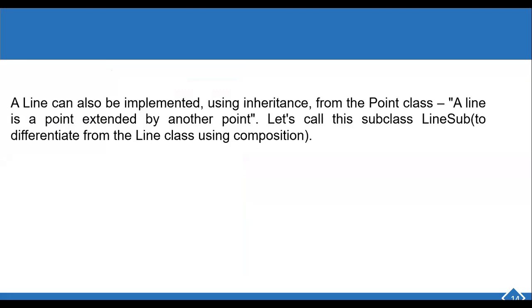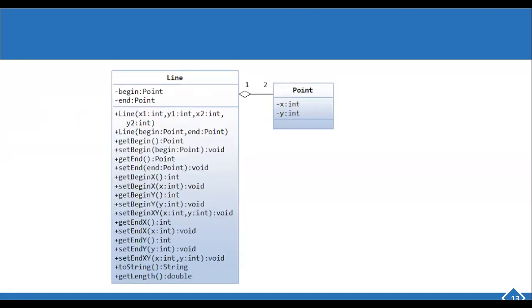Again, the same thing: a line can also be implemented using inheritance from the point class. Here we are showing composition, but with this line and point we can also use inheritance. I am showing point and line as composition, but using the same two classes, you can write the inheritance as well.